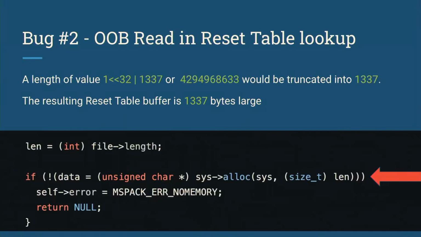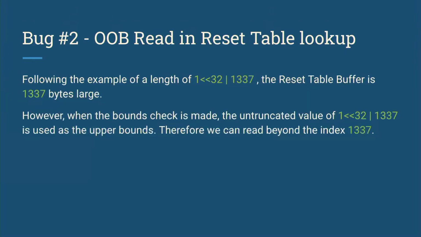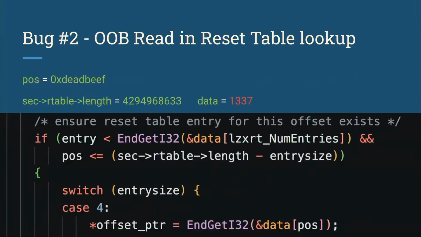This would be truncated into 1337 again, because this extra bit that was set is truncated away, which means the resulting reset table buffer is 1337 bytes large. So the problem with this is that when the bounds check is made to look up from the offset into the reset table array, the untruncated value is used. So we have a difference here, and that's why we can read beyond the index 1337.